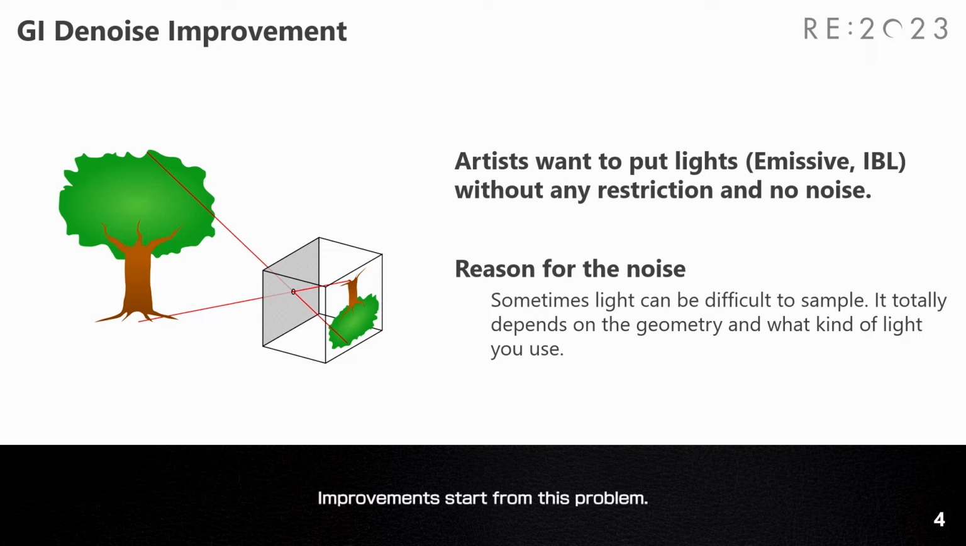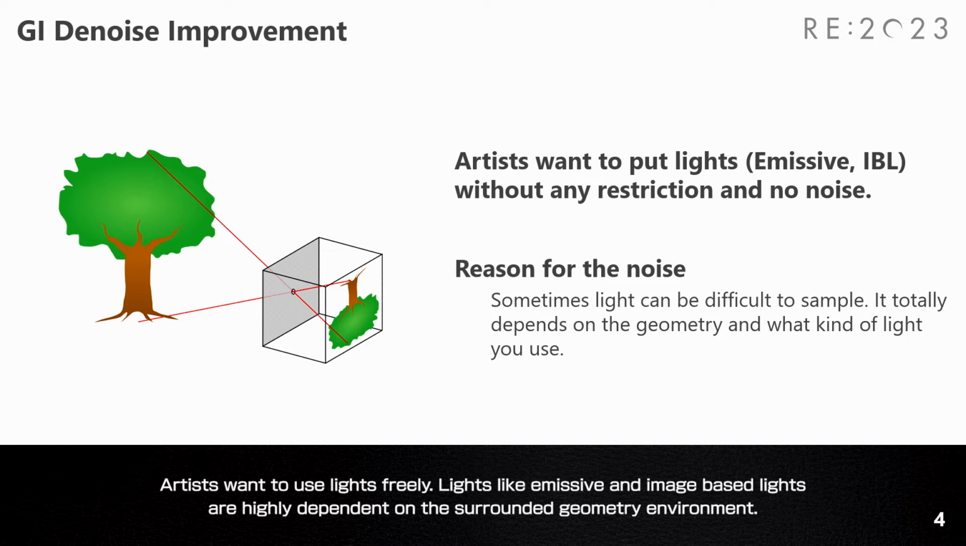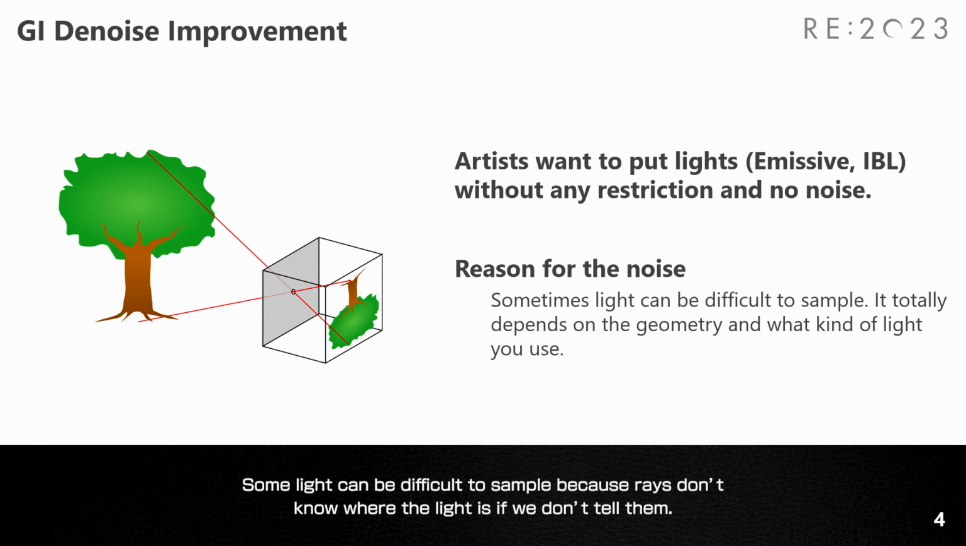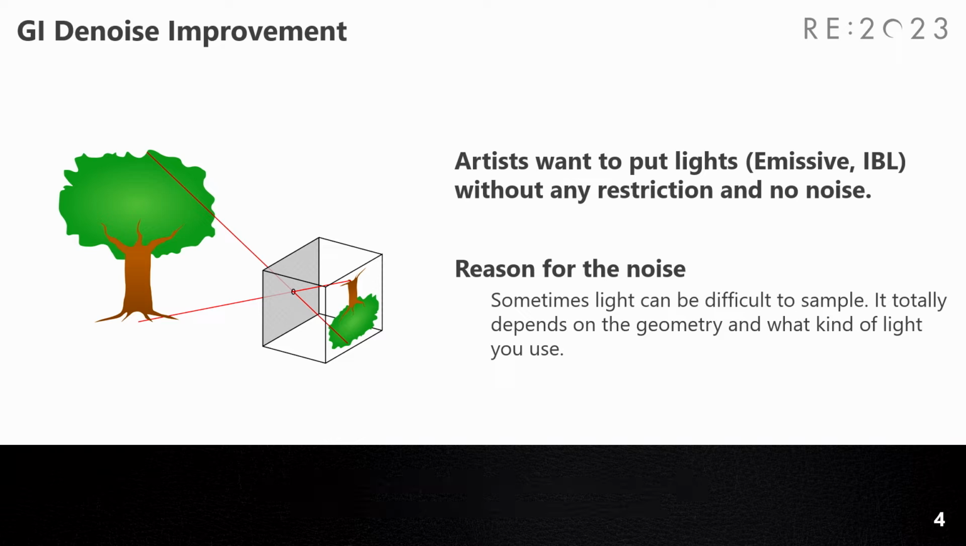Improvements start from this problem. Artists want to use lights freely. Lights like emissive and image-based lights are highly dependent on the surrounding geometry environment. Some light can be difficult to sample because rays don't know where the light is if we don't tell them. The problem we need to solve is creating all the paths between the light source and the camera.